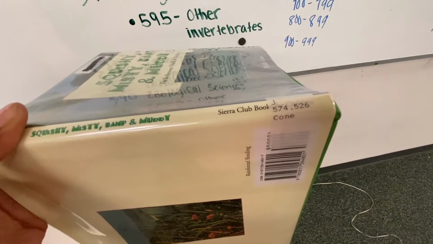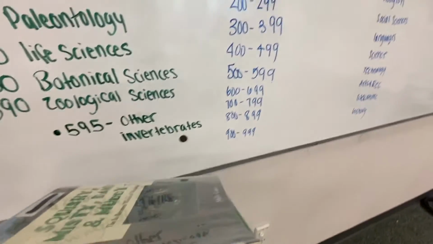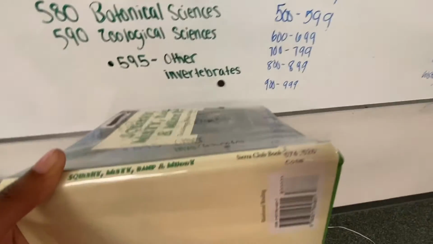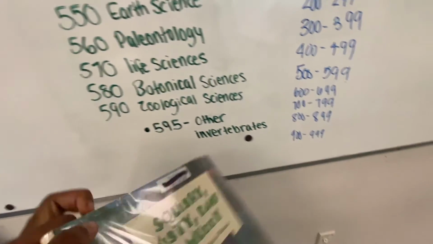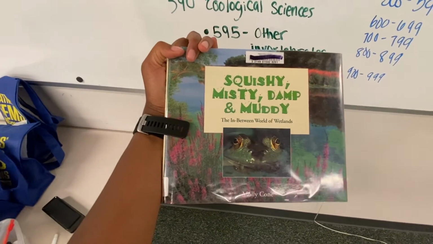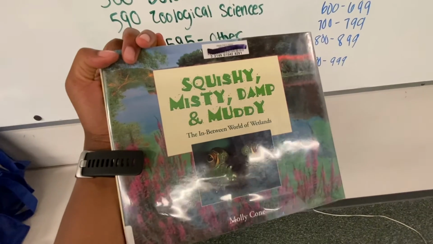So, since this book is under 500, we know that it is going to be in the science category, but it also has the 74, which tells us that it is in the life sciences section. And the book is squishy, misty, damp, and muddy, so we do know that it is in life sciences and under the science category.